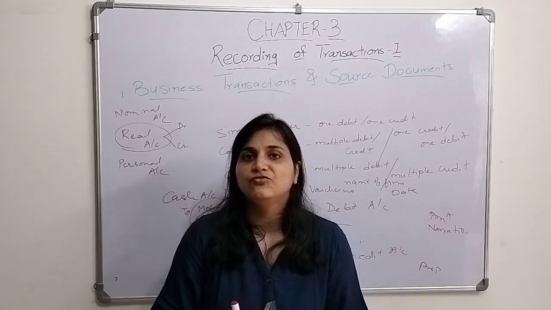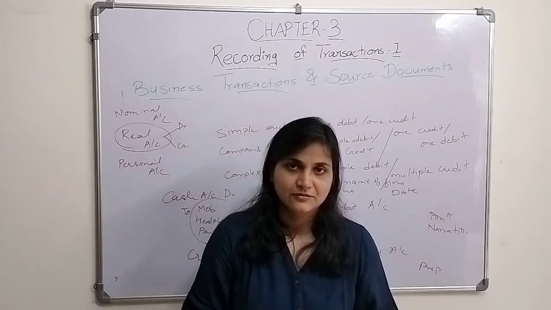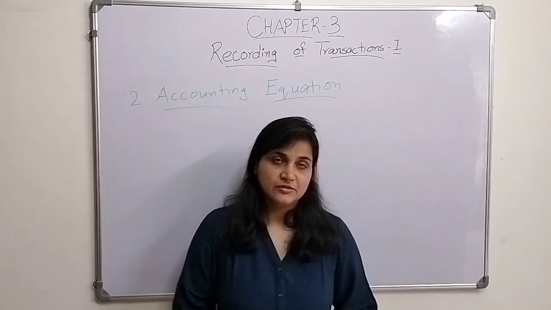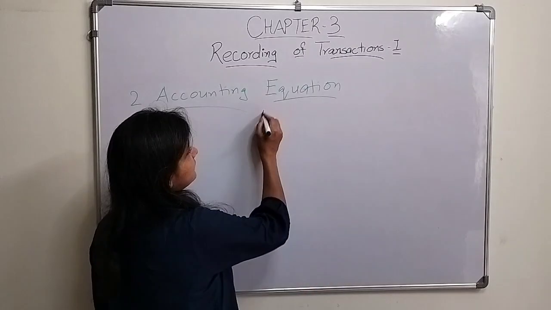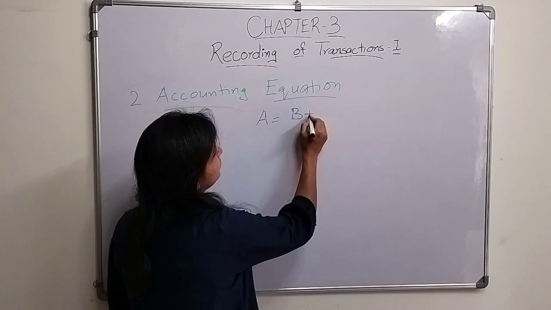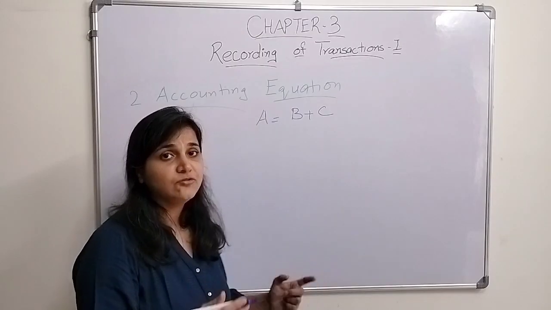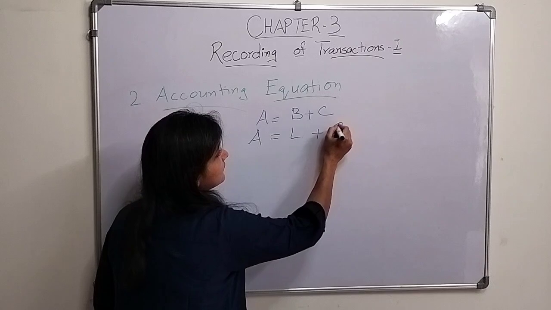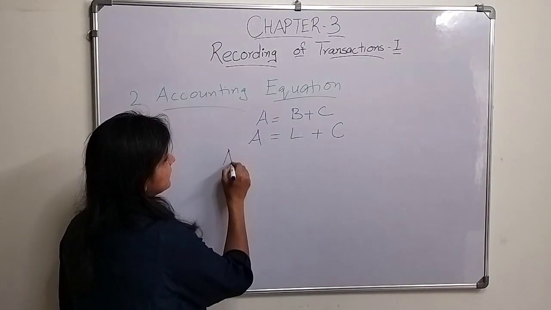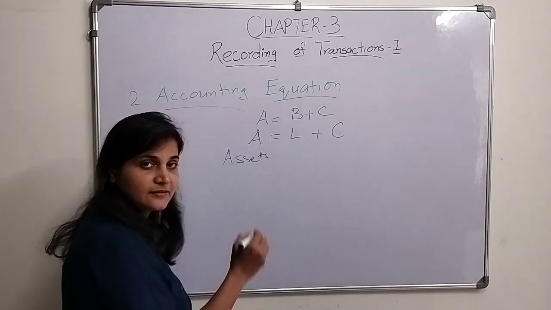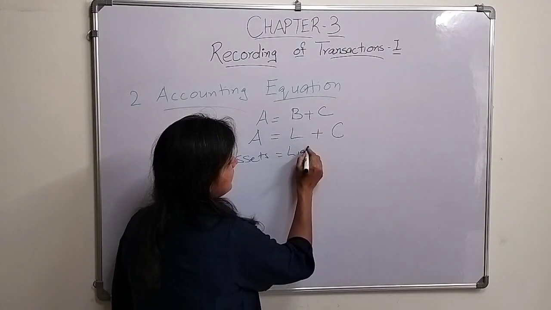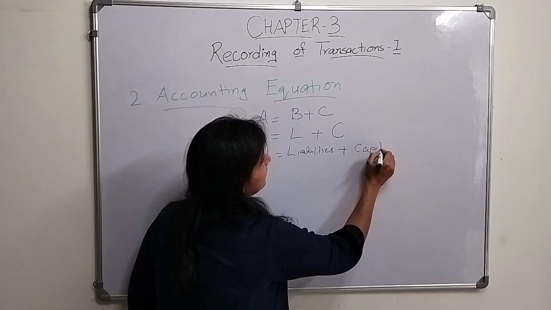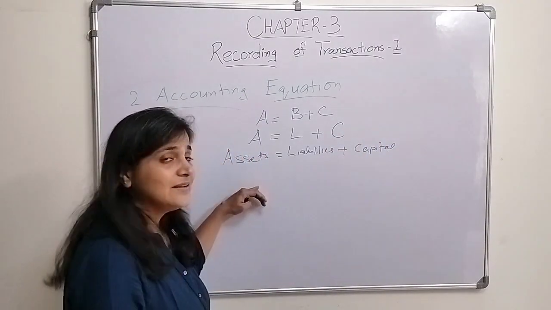The next topic which we are going to discuss is the accounting equation. Now in maths you have done this equation which says A is equal to B plus C. In accounts, what's the equation? A is equal to L plus C. Now what is A? A is assets, L is liabilities, and C is capital.